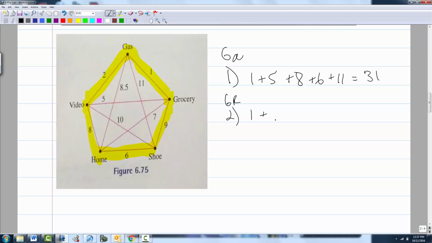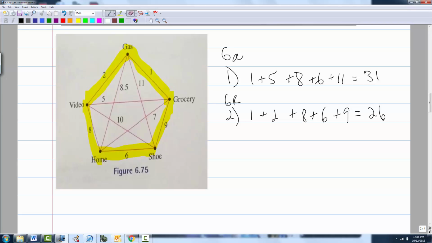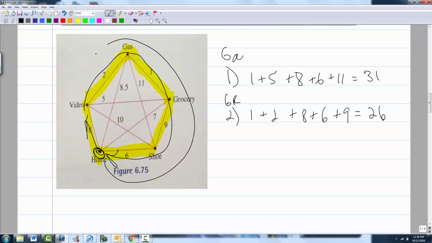So I can write those numbers. 1 plus 2 plus 8 plus 6 plus 9. And then we'll add that offline, making sure we don't make a mistake. Okay, so we got 26 on that one. So far, that wins. Oh, and by the way, does this mean I live at the grocery store and end up at the grocery store? No, I could start at home, and I have 2 ways I could do this. I could either go this way, and this is how I travel, or I could go this way, and this is how I travel.